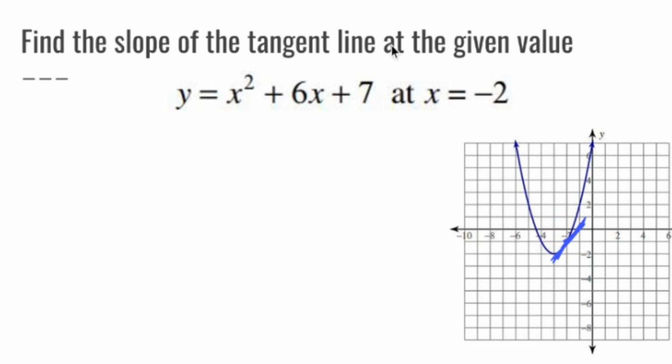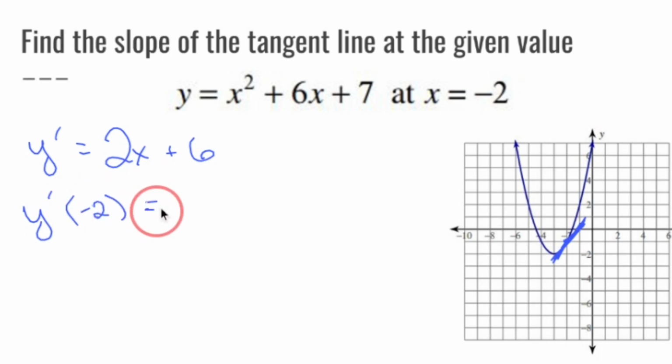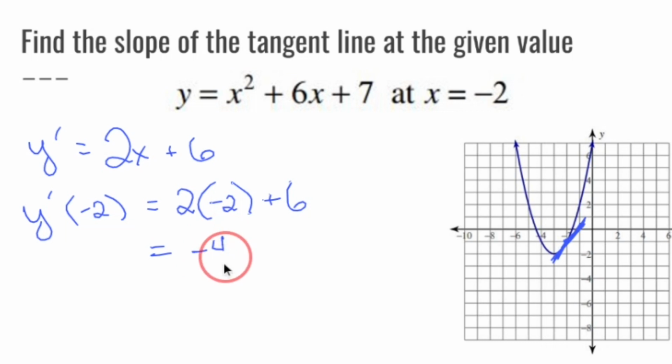The way you find the slope of a tangent line is you take the derivative and substitute that value for x. So y prime of this polynomial right here is 2x, because bring down the 2, that goes to 1, plus, just get rid of the x, and the 7 disappears. Now what I do is I plug in -2 for every x value. So 2 times -2 plus 6 is the same as -4 plus 6, which is 2.